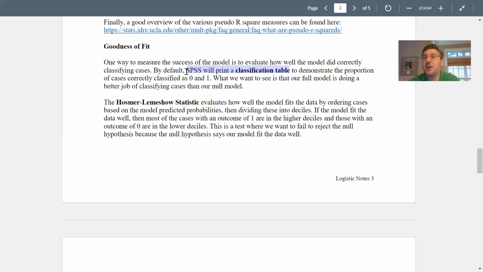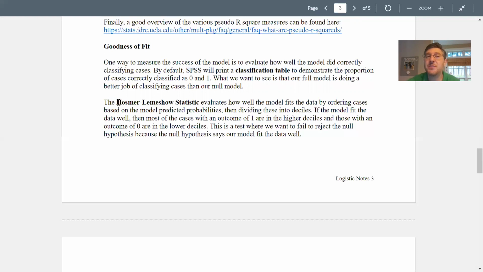We want to see how well our model is doing overall, and then how well it is classifying people into group 0 and into group 1. How well is it doing at classifying people as maybe having a disease or not having a disease? In the example we have in here, how well is it doing classifying people who are in the honors composition course versus those who are not in the honors composition course?